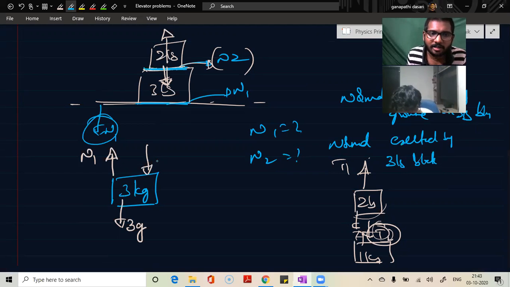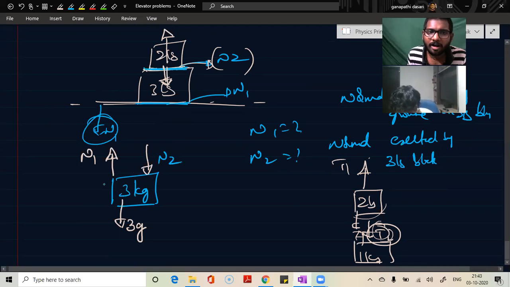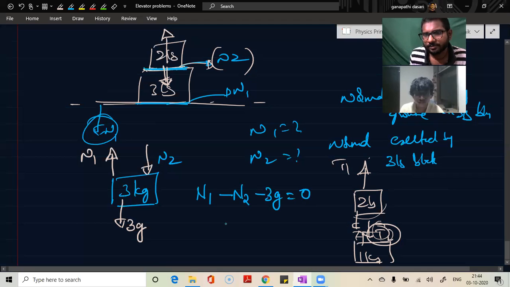Now this is N2, so on the entire body, the 3 kg block, it is a thrust. Then N1 upwards minus N2 downwards minus 3G downwards is equal to 0. Are you getting it, Hassan? N1 is equal to N2 plus 3G.